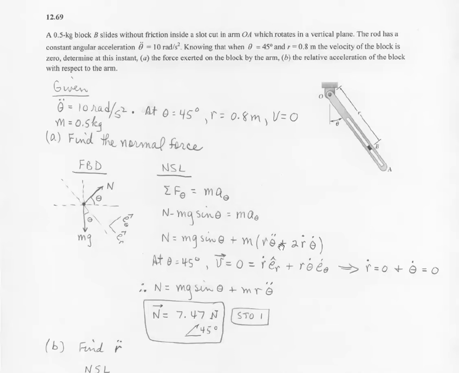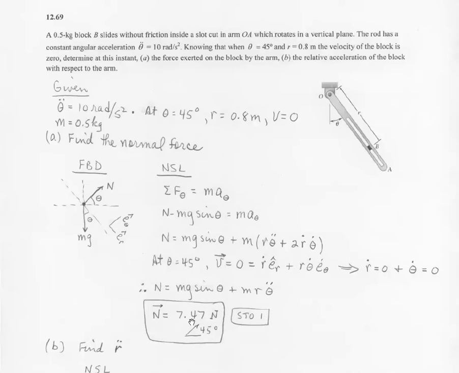A sub theta is r theta double dot plus 2 r dot theta dot. Now at 45 degrees it says that v is equal to 0, but v is also equal to r dot e sub r plus r theta dot e sub theta. Since it's 0, that means that r dot is 0, and over here theta dot would be 0 as well. So we go back over here in this expression, and the only thing that's not 0 is r theta double dot right there. So you get N equal to mg sine theta plus m r theta double dot.